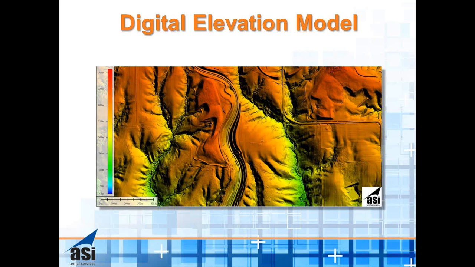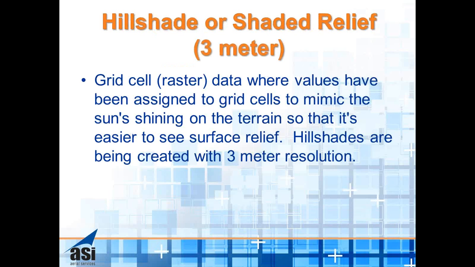The digital elevation model can be created with LiDAR, or it can be created with photography. Now we'll look at hillshade or shaded relief. The image that I have is a 3 meter. It's just a raster data set. And it's going to mimic the sun shining on the terrain, so it's easier to see the relief.